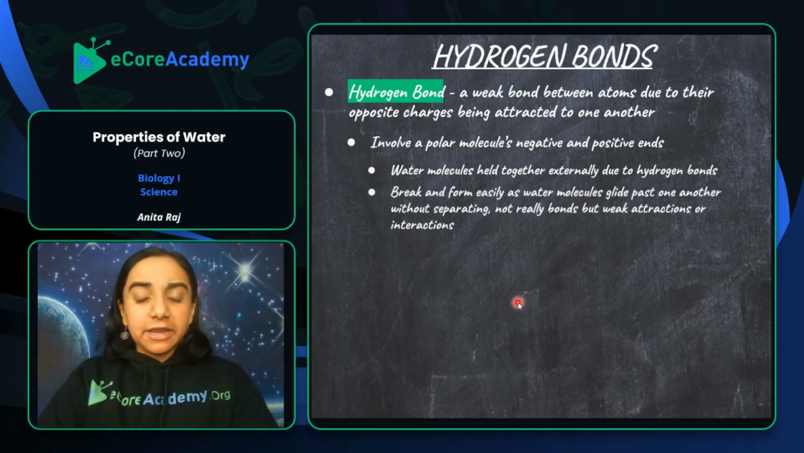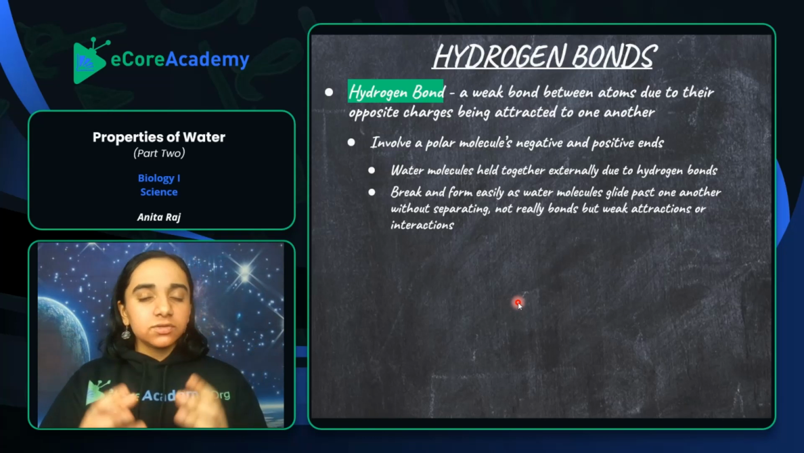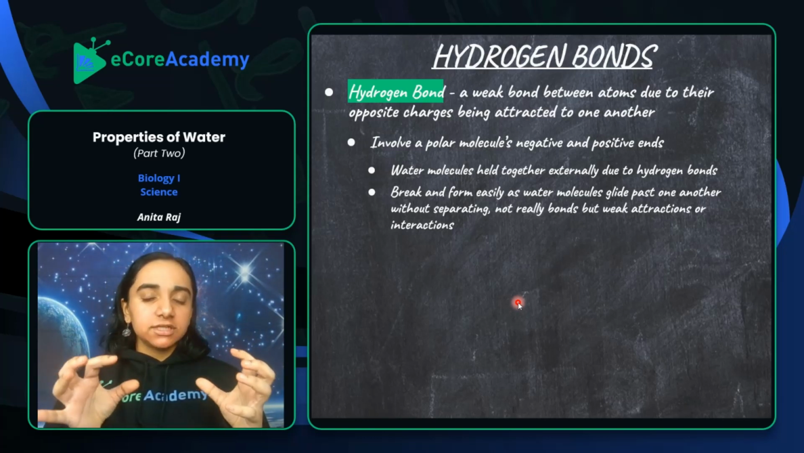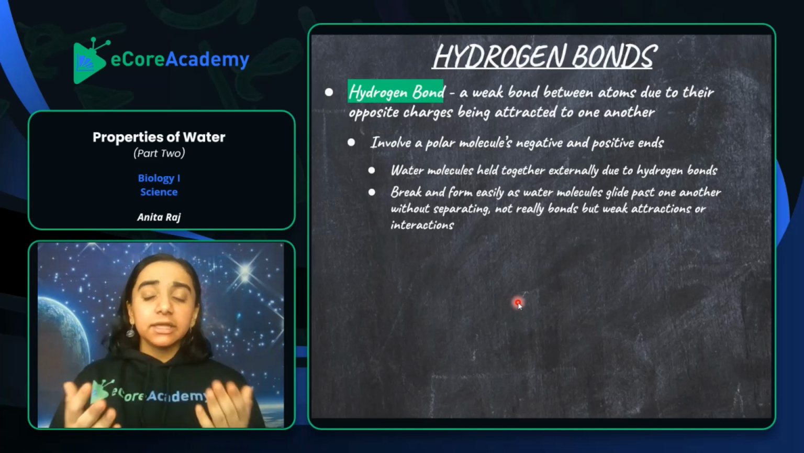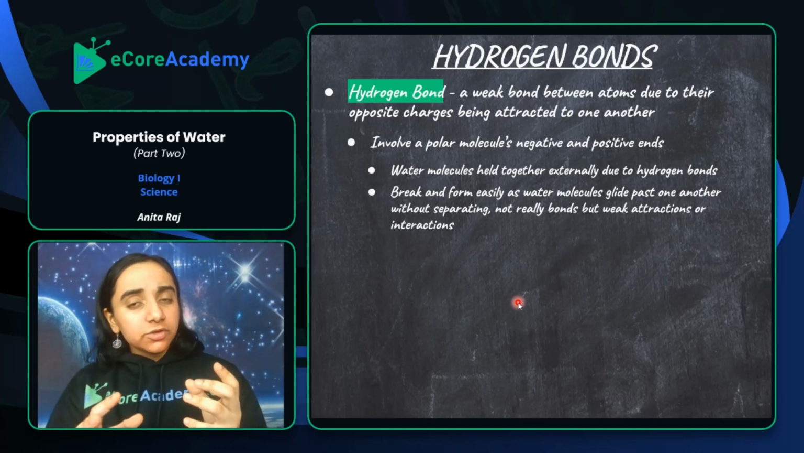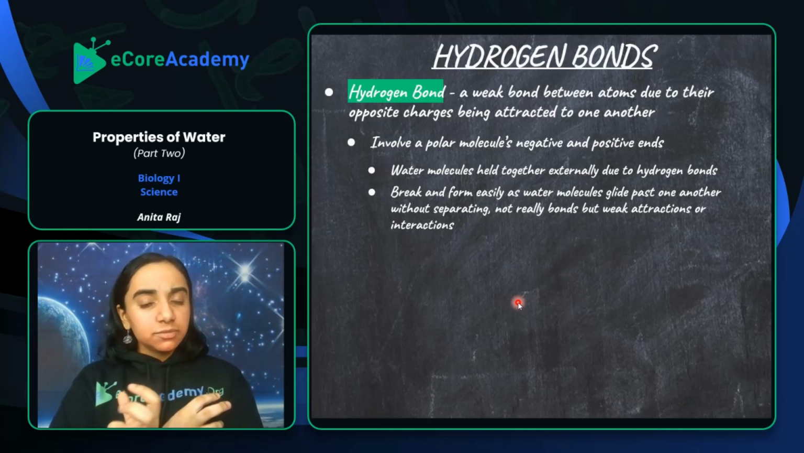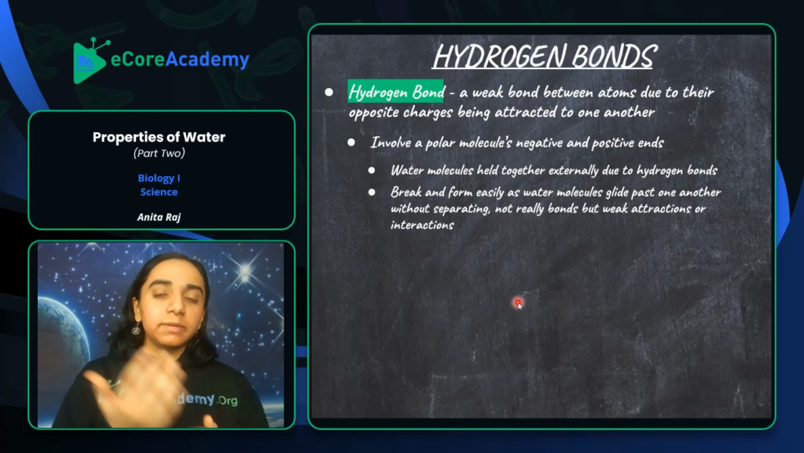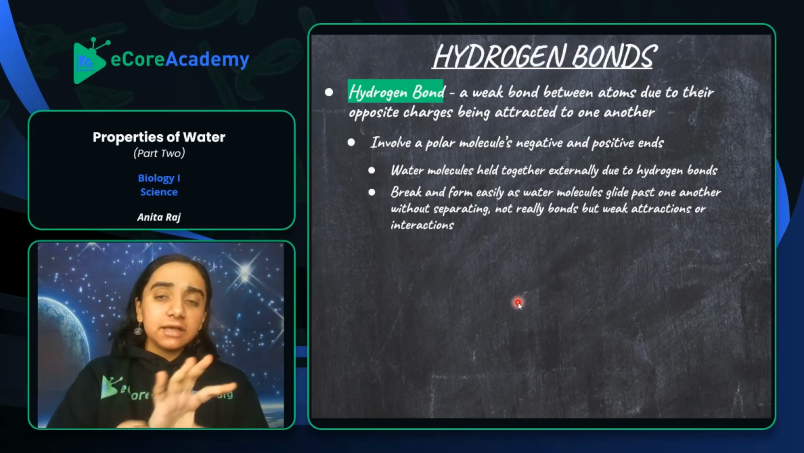Like we said before, they break and form easily as water molecules glide past one another without separating. They're not really bonds, but weak attractions or interactions. As we'll see in ice, these hydrogen bonds are a bit more stiff, so you're not going to see the water molecules gliding past one another. But in liquids, water molecules are more free flowing. So as they move past one another, they'll break these hydrogen bonds and form new ones as they move past new water molecules and leave old water molecules. They glide past one another.